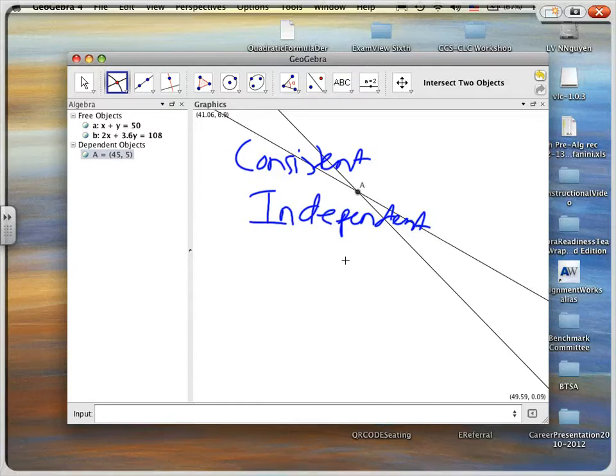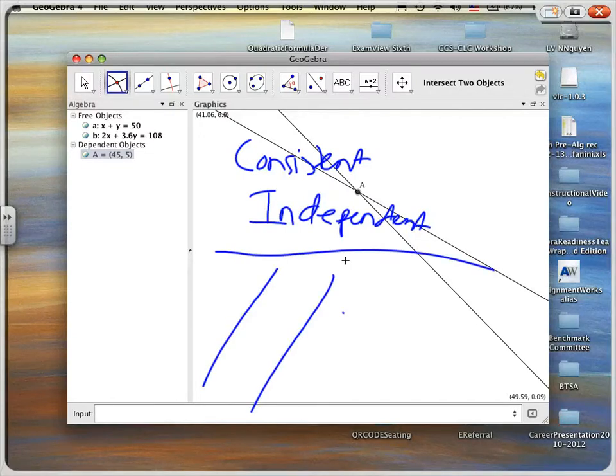Now, in a case where your two lines do not cross over at all, meaning the two lines are parallel, what do you think we should call that one? Yes, what do you think? Not exactly. So when we have the other case, where we have two lines that will never cross, we just call this an inconsistent system. That's the other scenario.